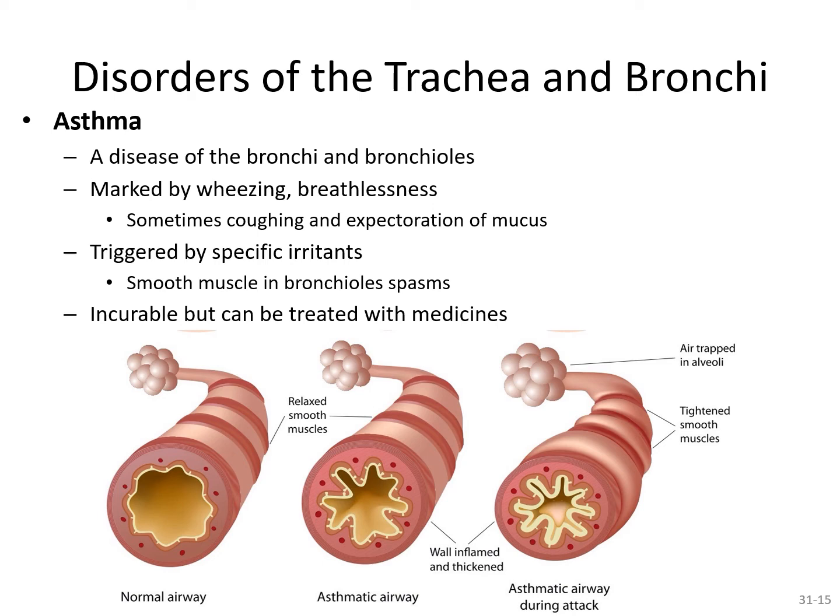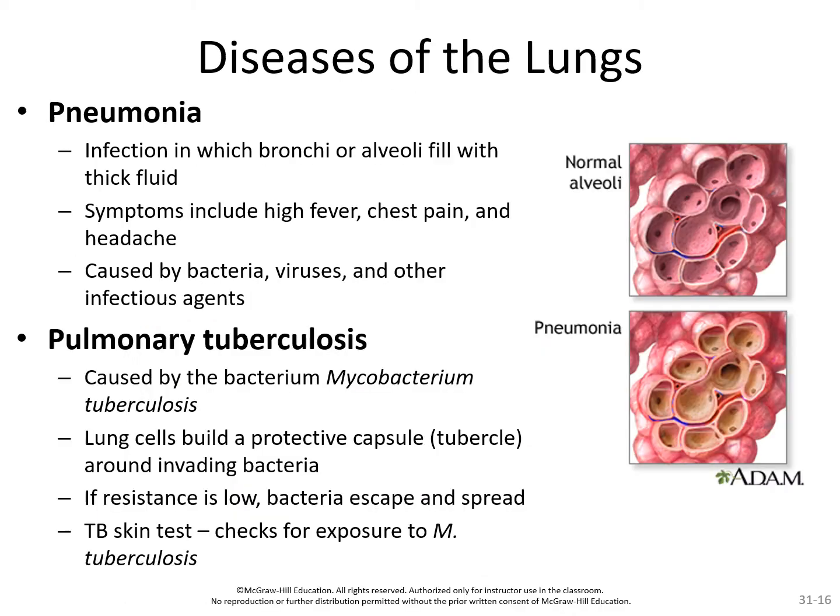Now, asthma is incurable, but it can be treated with medicines. And so one of the ways that asthma often gets treated is with EpiPens. And so what epinephrine will actually do, it's the same thing as adrenaline. Although epinephrine causes some muscle contractions to get stronger, it will actually do the opposite to the smooth muscles in bronchi and bronchioles: it will relax them. And so these air passages will actually open back up.